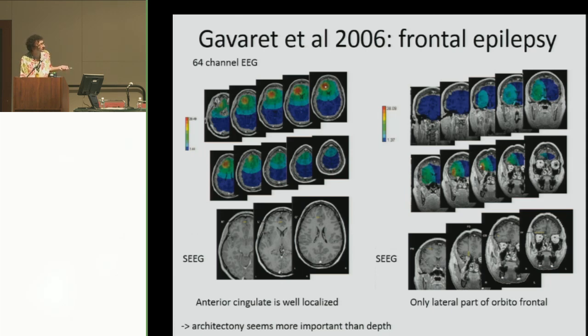Now, on other parts, it could be more complicated. In the orbitofrontal parts, you see that there is an extended activity in the orbitofrontal regions that can be seen with SEEG. But the non-invasive localization, the source localization, only sees the lateral part. So here you see a mismatch. We see only part of the iceberg. So architectony seems to be probably more important than depth.